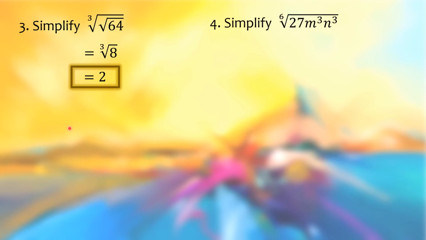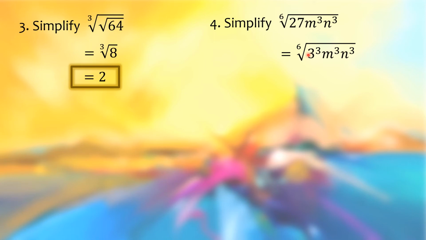Fourth example, simplify 6th root of 27 m cube n cube. Kung mapapansin nyo, ang exponent ng m at n ay 3, which is not divisible sa 6. So, we have to make this radicand 27 sa may exponent din na 3 para tulad-tulad silang may exponent na 3. So, this will become 3 cube, m cube, n cube. Ano naging 3 cube? Because 3 times 3 is 9, times 3, that is 27.